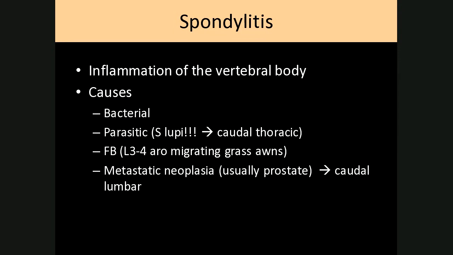These lesions tend to be caudal thoracic. Foreign body migration, for example, migrating grass awns, may occur at L3 to 4, and this is as a result of the grass awns penetrating the lung after inhalation, and then they follow the diaphragmatic crura to their attachment at L3 to L4. And metastatic neoplasia, usually the prostate, but anything in the pelvic area, will lead to spondylitic new bone on the caudal lumbar vertebrae, so L5, L6, and L7. So you can see from the slide that the site that's affected can give an indication of what the disease process is that is at work.